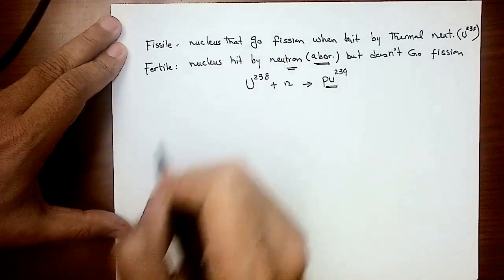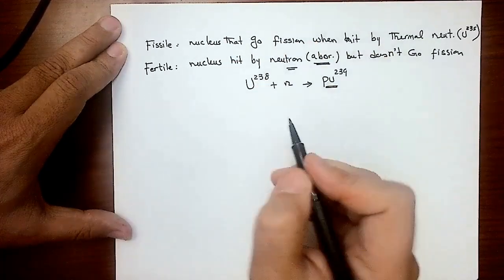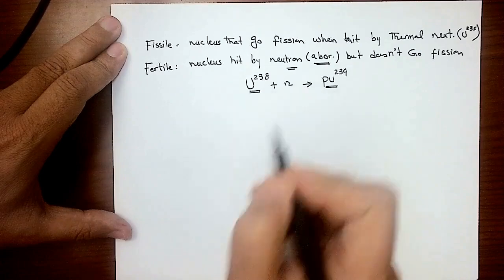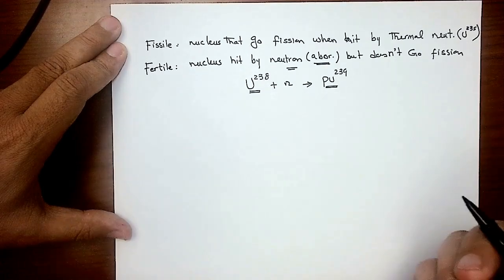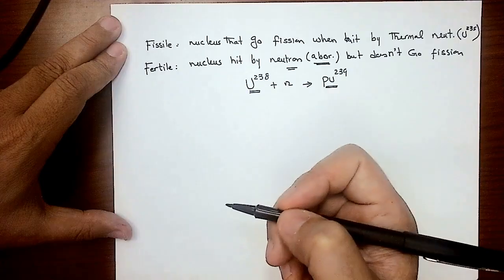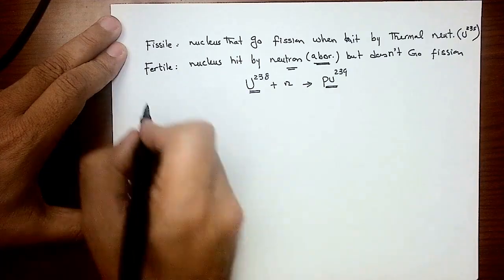This is a fissile material. This can go into fission, right? But this doesn't go into fission. So it gets converted into fissile material. Okay. The last one is fissionable.